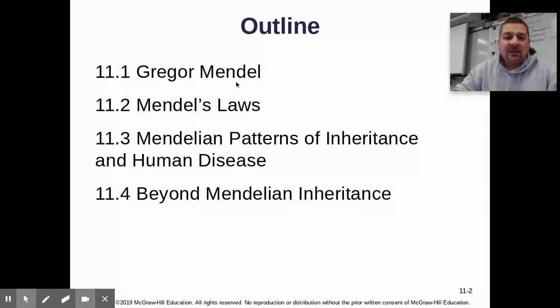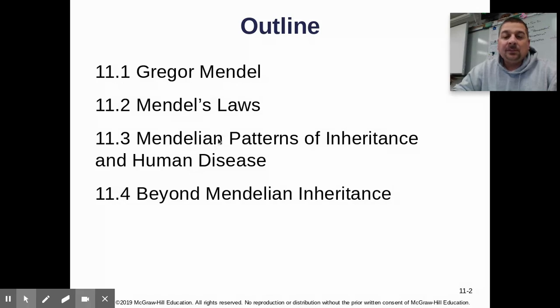This chapter is divided into 4 sections. The first video here today, we're just going to give a background to Gregor Mendel and why he chose pea plants. The next video will look at section 11.2 and some of his laws and crosses, the law of segregation and independent assortment that he talked about.